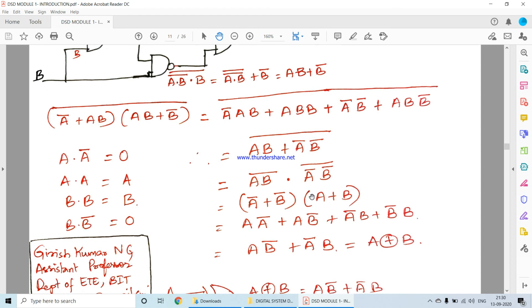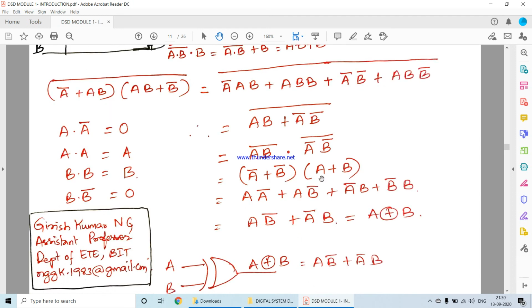So bar gets cancelled, so I have just written A plus B. Now again multiply this to A into A bar plus A into B bar plus A bar B plus B into B bar. Now A into A bar, B into B bar is 0. Therefore, you are left with AB bar plus A bar B.